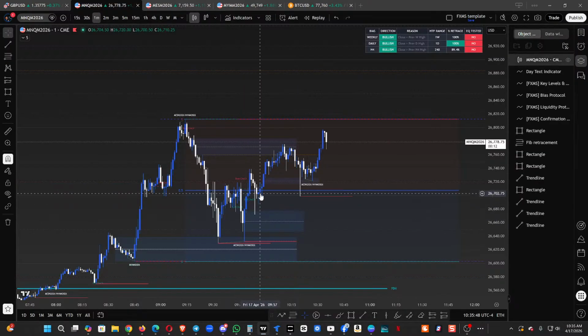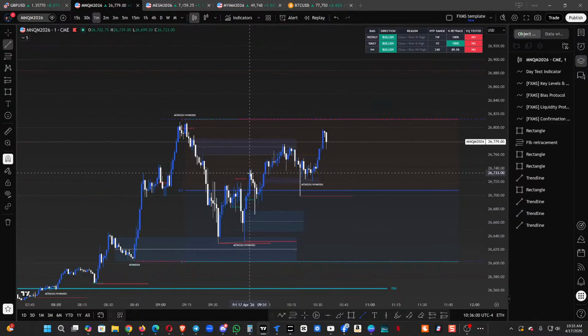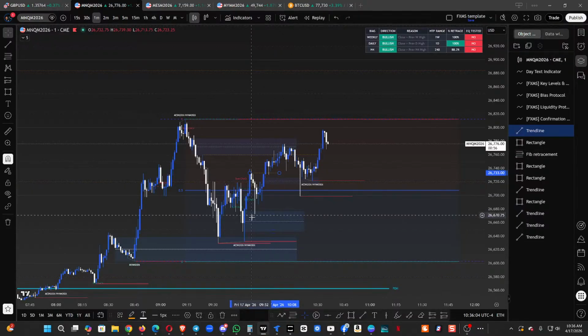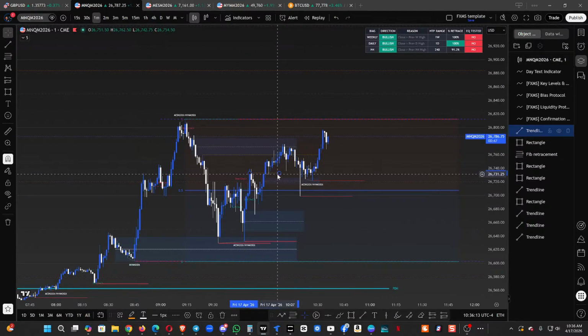Okay, we want to sweep into that level. Unfortunately, we don't have a sweep into the level, but we do get the change of character away from it. Okay, so that confirms that this is a valid reaction, right? It's not just a fake move or a fake reaction, right? Because we do have the actual change of character, meaning price has now closed back above that reaction. And we also created an imbalance, right? So now we have displacement, change of character, and a higher time frame point of interest, right?